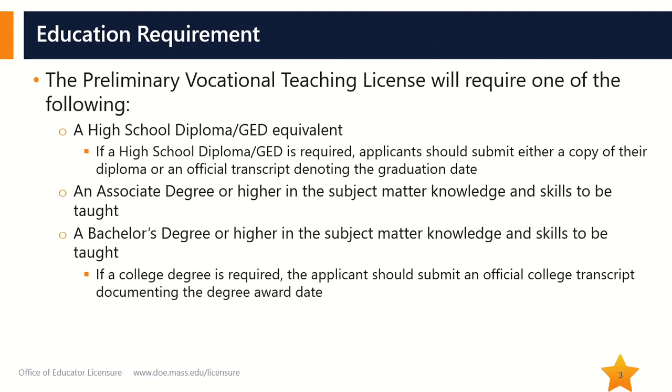If the licensure field requires a high school diploma or GED equivalent, such as automotive technology, plumbing, or cosmetology, applicants should submit either a copy of their diploma or an official transcript documenting the graduation or awarding date. If the license field requires a college degree, such as hospitality management, computer programming and web development, or horticulture, educators should submit an official college transcript documenting the degree award date. An official college transcript will bear the signature of the registrar.